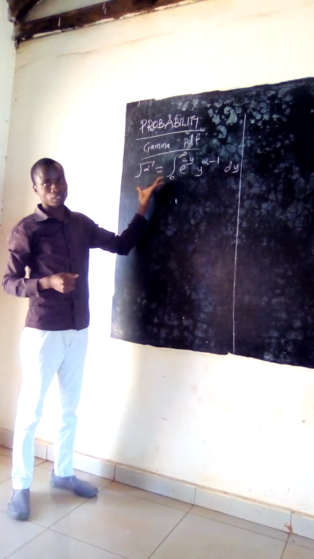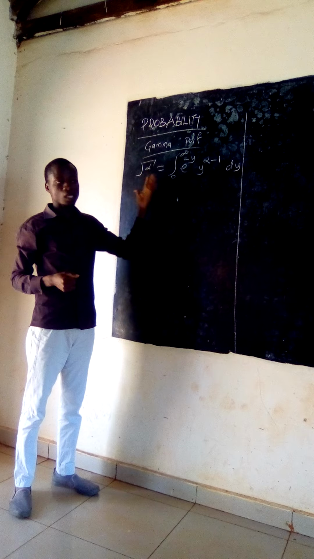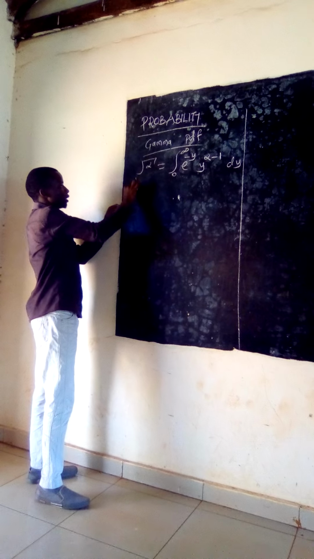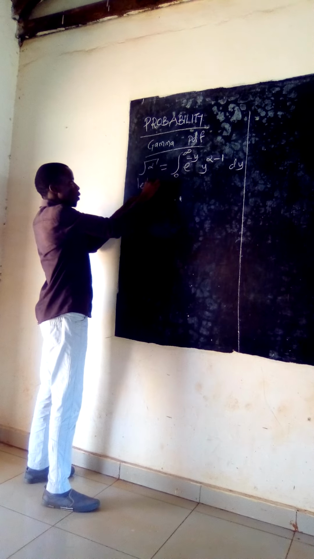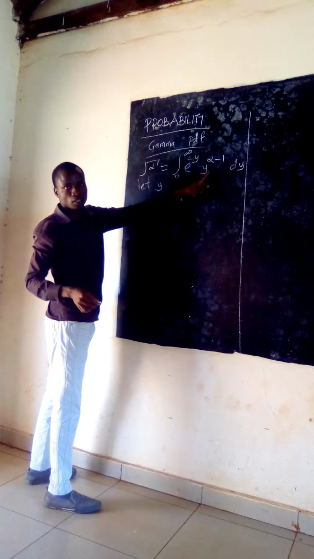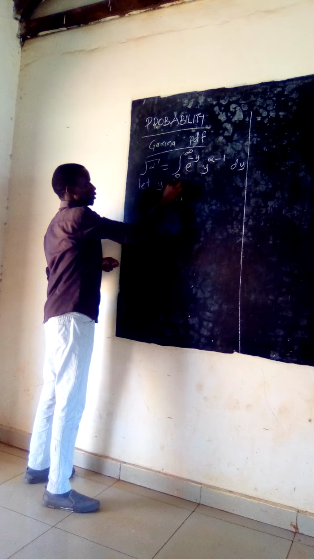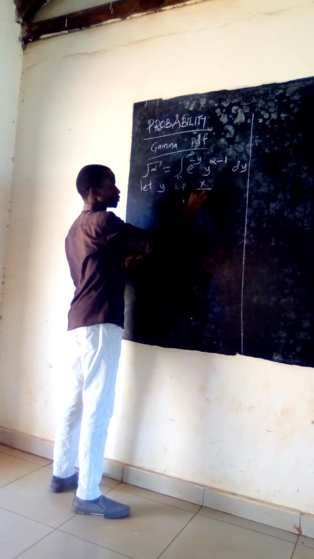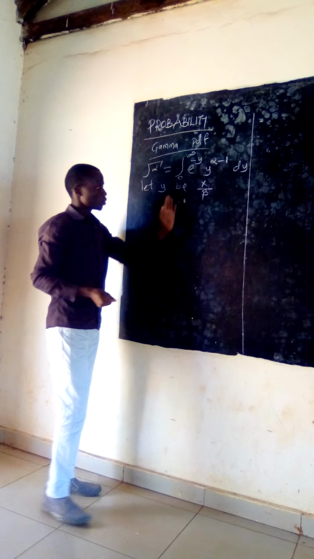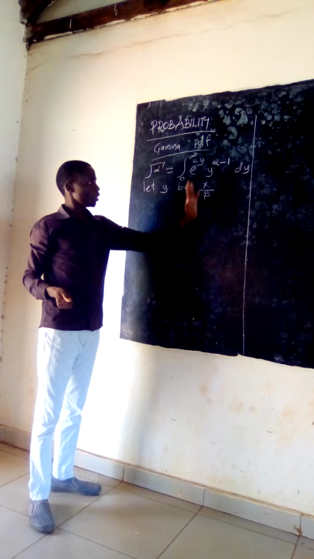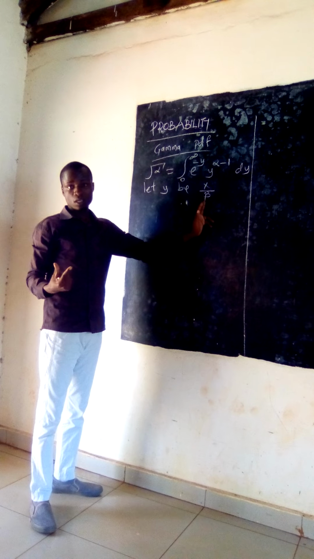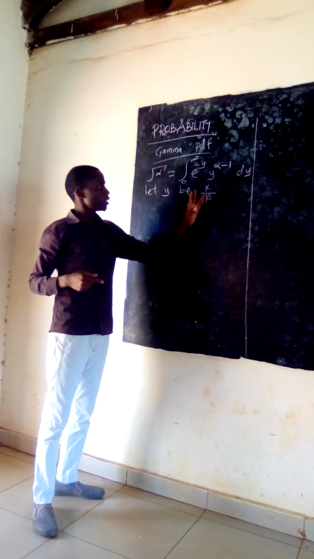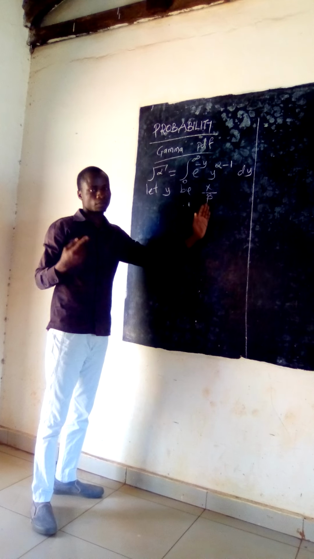Now, after knowing the function gamma of alpha, you are supposed to say: let y be x over beta. Yes, so let y be x over beta. In the place of y in my function here, I'll just substitute x over beta.